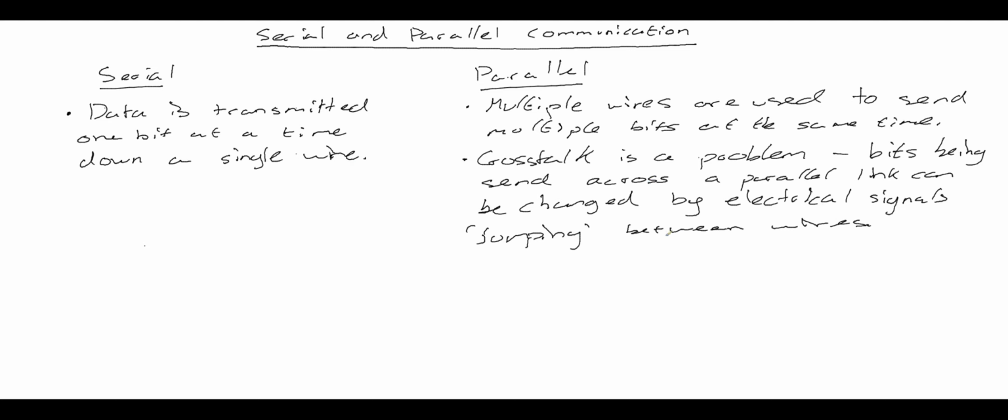And this problem of crosstalk becomes more pronounced as we try to use a parallel link over longer distances. So it's more likely that our data becomes out of sync when we're sending it across a parallel link across long distances, and also there's more chance for crosstalk to occur as we're transferring data over a longer link.